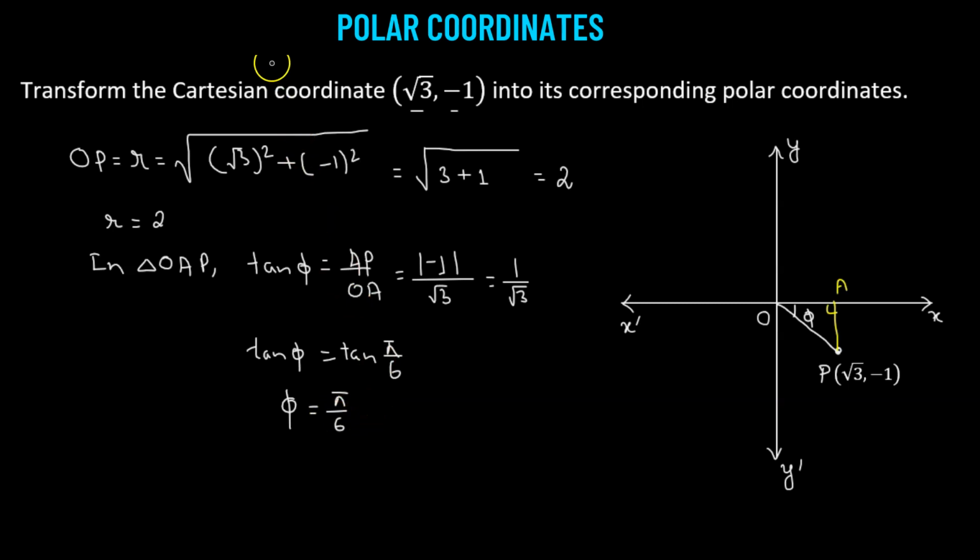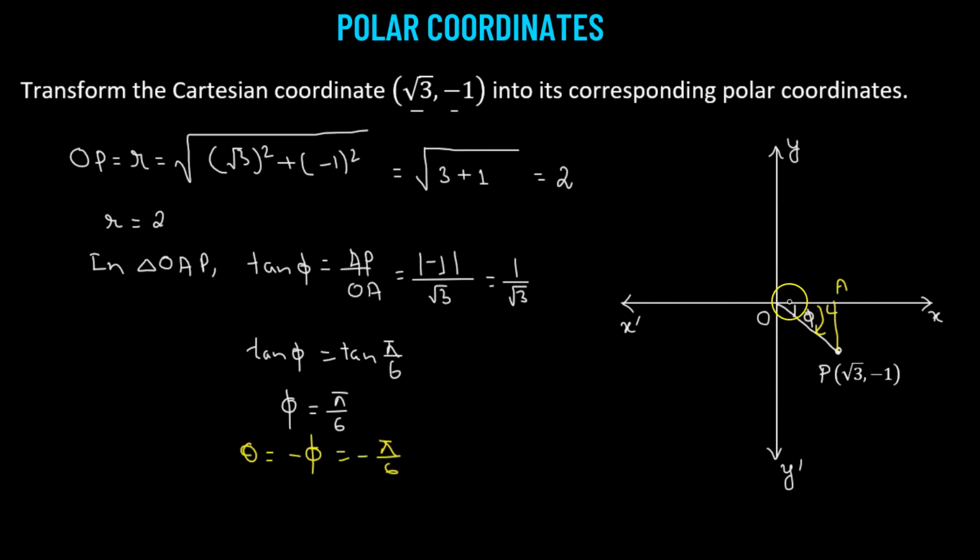But actually we do not need angle phi, we need the angle theta. Now the angle theta is measured in the clockwise fashion, coming from the positive direction of the x-axis. So theta is going to be defined as the angle phi, but going in the negative direction or in the clockwise fashion. So theta comes out to be negative pi over 6. So this is going to be the angle theta.